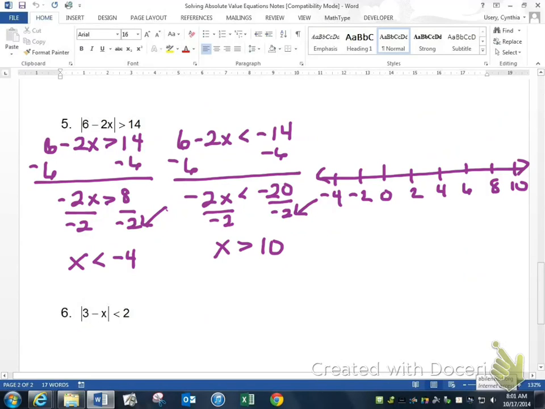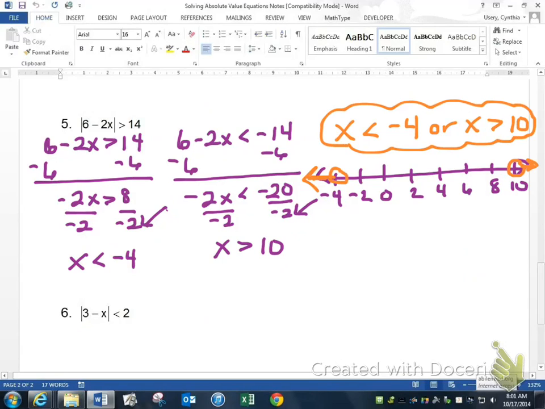X is less than negative 4. That means that I would do an open circle on negative 4 and I would go this direction. X is greater than 10, open circle on 10, and I would go this direction. They are not going to meet, and so therefore I can't put them in a compound inequality. I'm going to put the word or between them. So that's my graph, and my solution is x is less than negative 4 or x is greater than 10, and that would be my inequality solution.